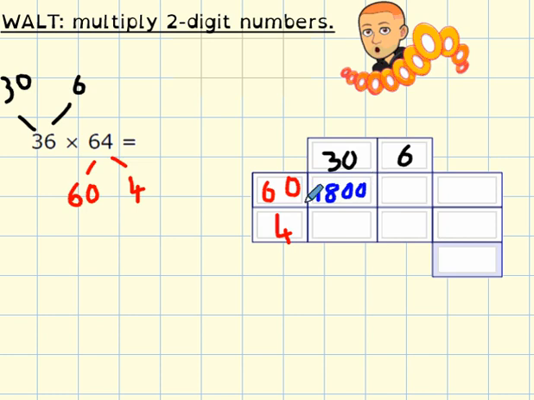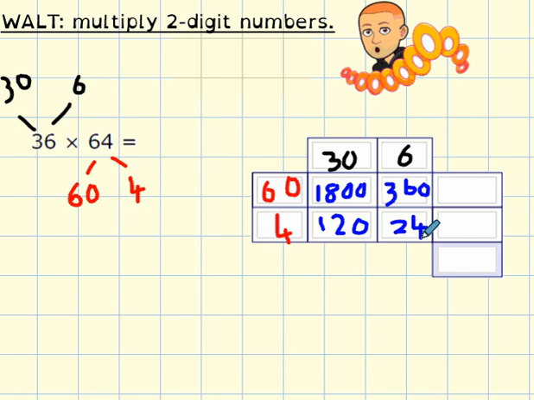60 times 6, well, 6 times 6 is 36. 60 times 6 is 10 times more than that. So I put my 0 in to move my digits one place to the left, which gives me the answer 360. Second row, 4 times 30. 4 times 3 is 12, 4 times 30 is 120. 6 times 4 is 24, which helps me fill in that box there. I then have a few other bits of calculations to do, and then we have got the final answer.